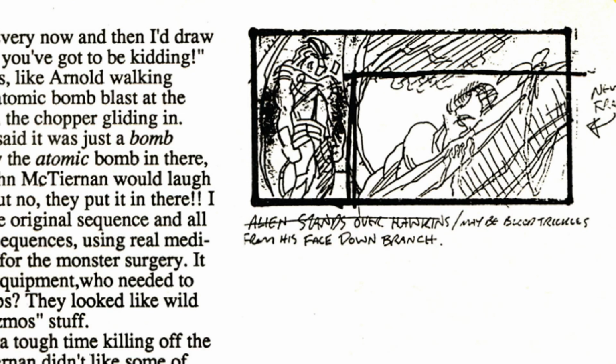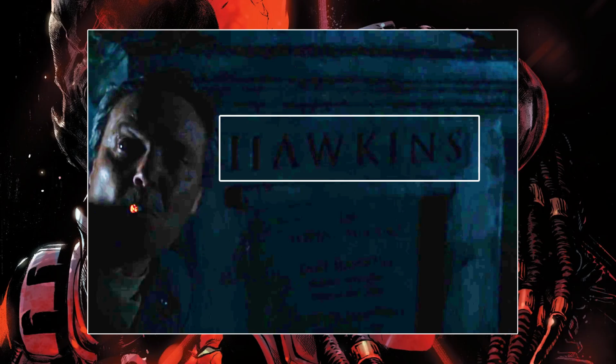In this scene, they scratched out where Alien stands over Hawkins. Maybe blood trickles from his face down a branch. This could be the time when they decided to change it from Hawkins to Billy. In the movie Aliens vs. Predator Requiem, during the graveyard scene, you can see the name Hawkins on one of the stones.